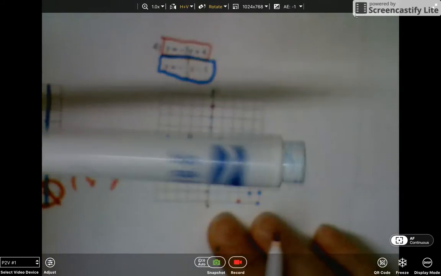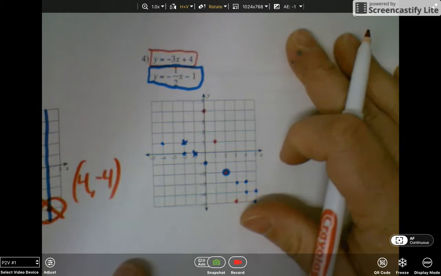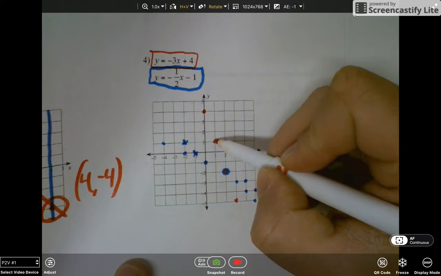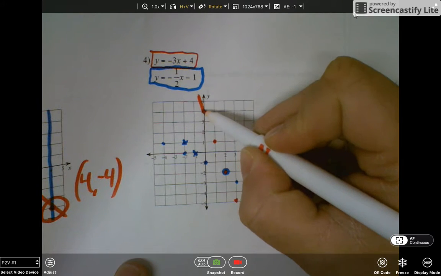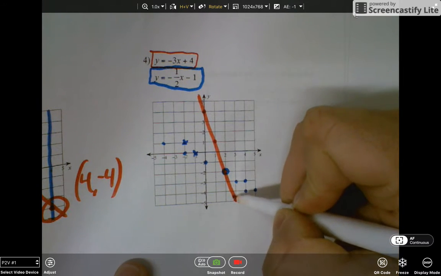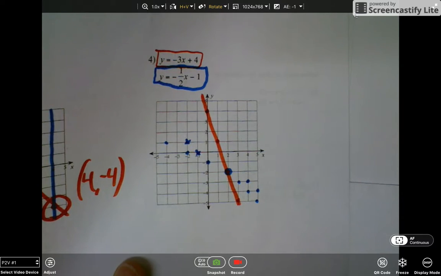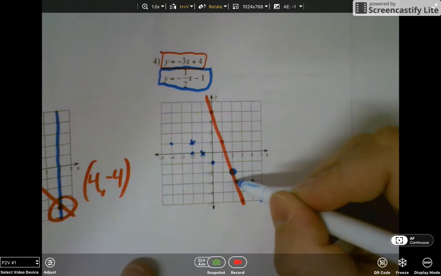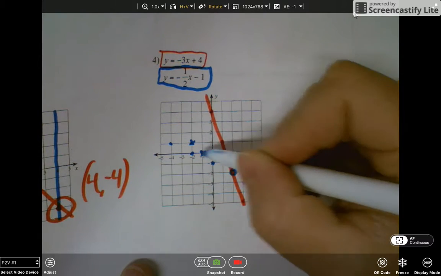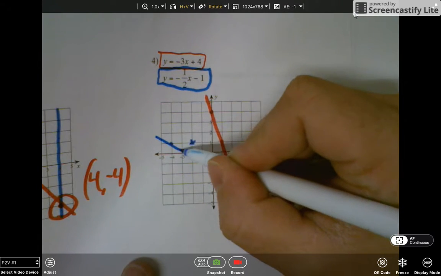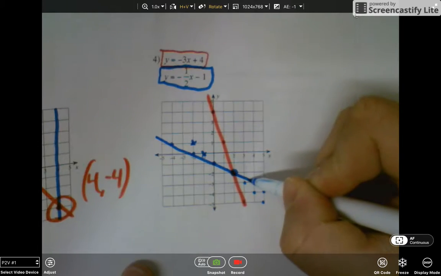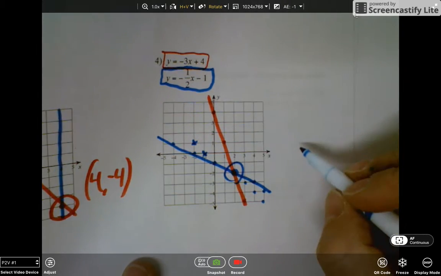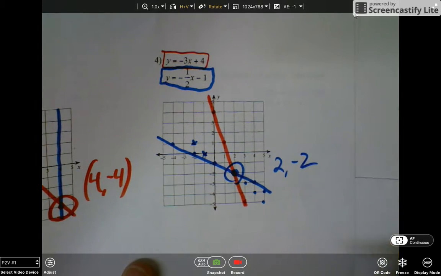Moving on to number 4. With this red line, our first equation, the y-intercept's at 4, and then the slope's down 3/1. So that gives me, if I continue that pattern, this line. Again, the blue line starts at -1, down 1/2, down 1/2, down 1/2. That line actually is this one right here. So the solution to this one is 2, -2.